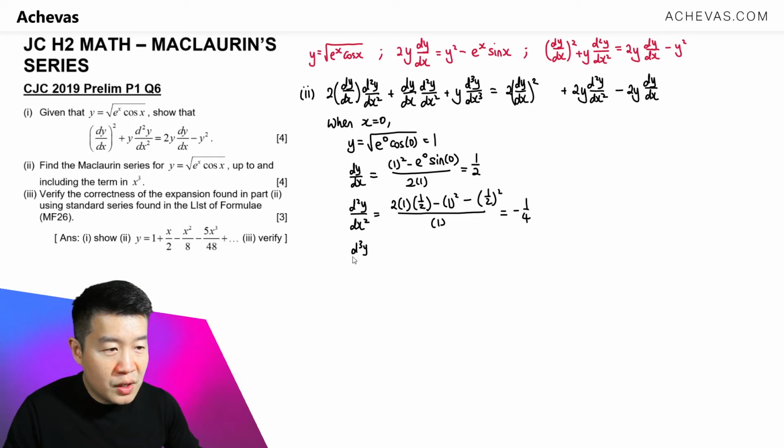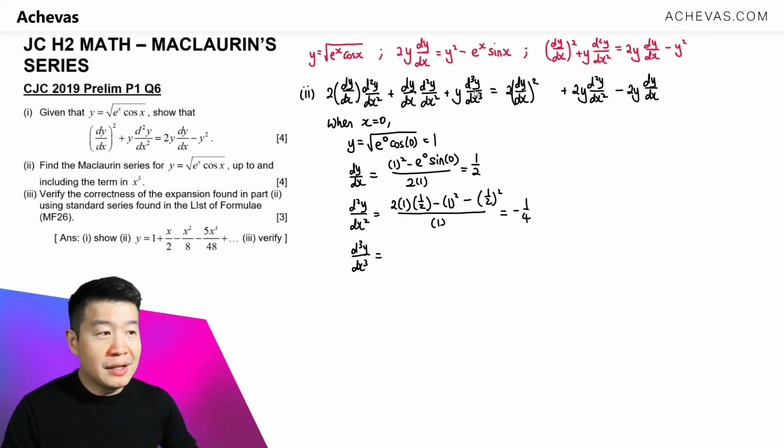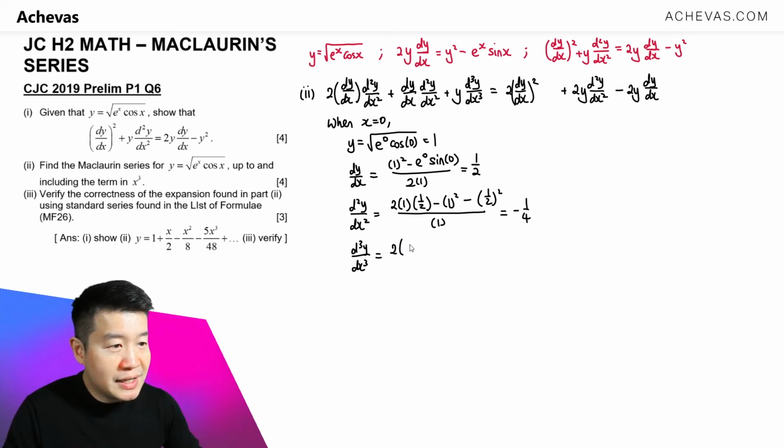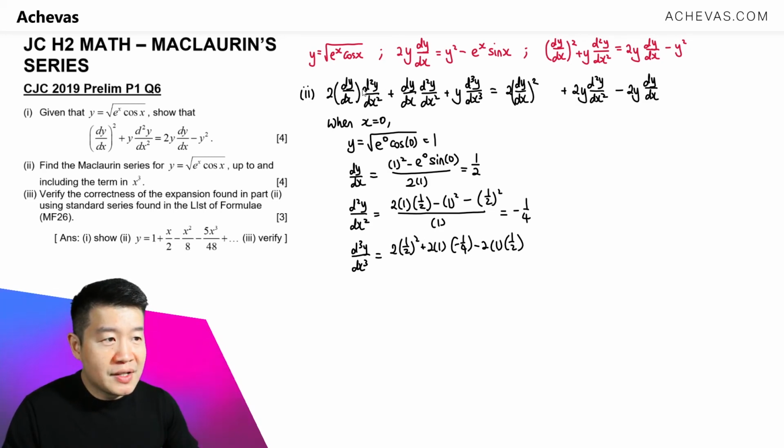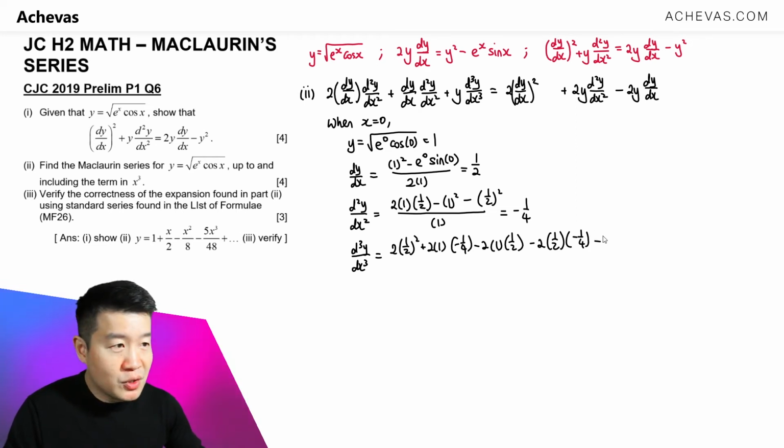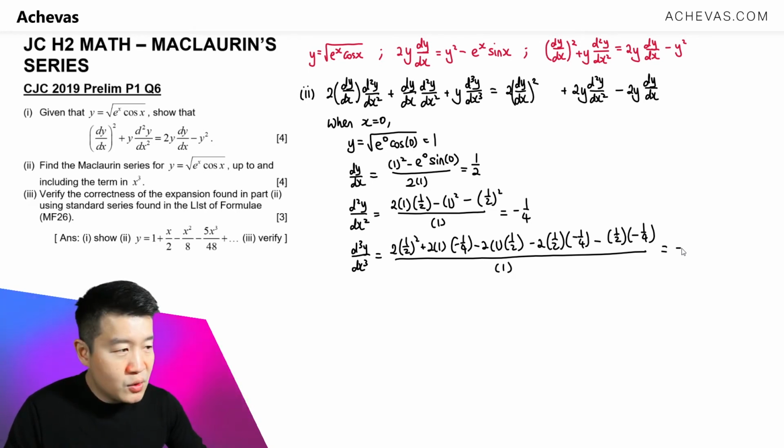And finally, d³y/dx³, making this the subject, it is going to be equal to 2 (dy/dx) squared, so 2 times half squared, plus 2y d²y/dx², which is minus 1 quarter, minus 2y dy/dx, which is half. So these are the three terms on the right hand side, and I'll minus away this term and this term, so minus away 2 of dy/dx, which is half. Then d²y/dx² is minus 1 quarter, then minus away this term. So minus away dy/dx, which is another half, then d²y/dx², it is minus 1 quarter. So this, and I'm going to divide this by y, so divide it by 1. And this is equal to minus 5 over 8.